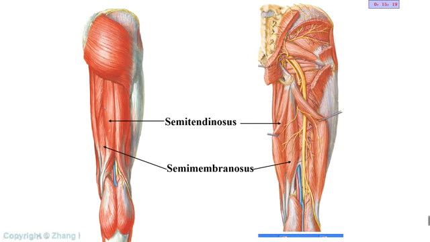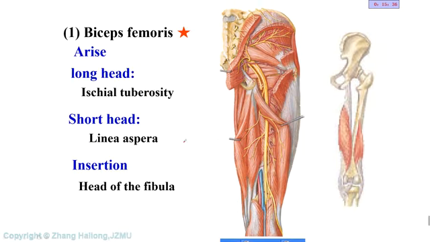Semitendinosus is on the medial side, in the superficial layer. On the deep layer is semimembranosus. Superficial and deep. Okay. Now let's see the origin and the insertion of them. First, let's study the biceps femoris.